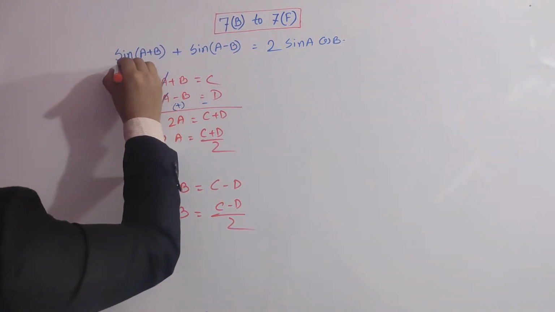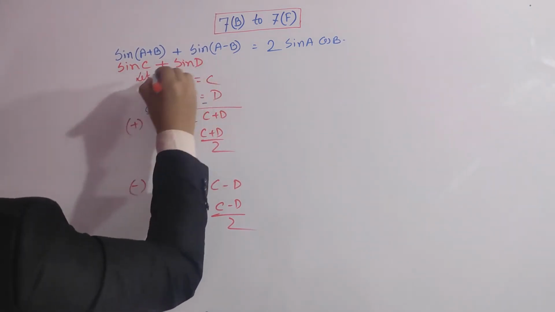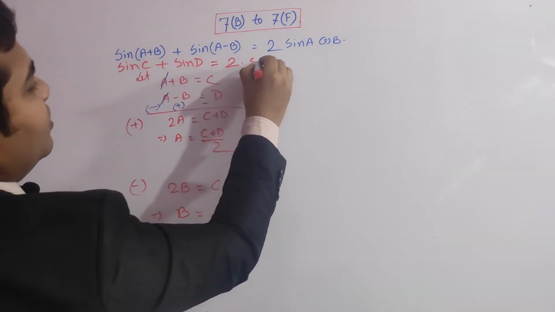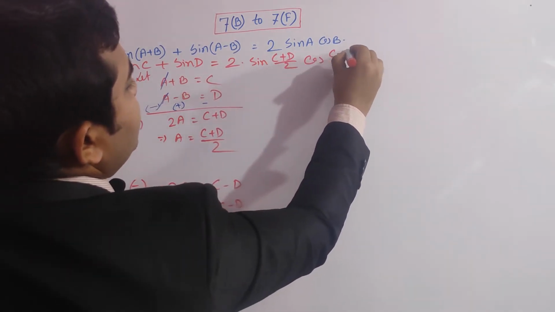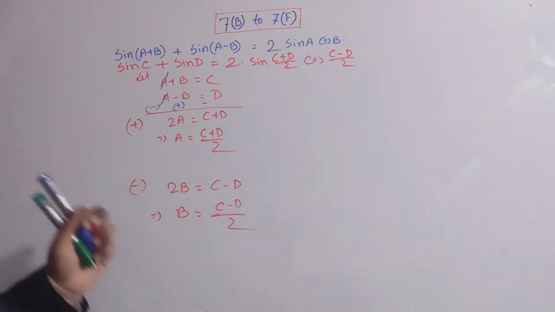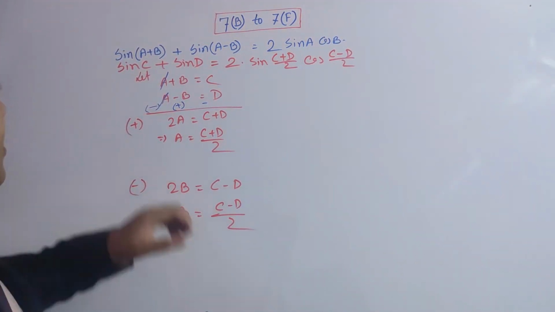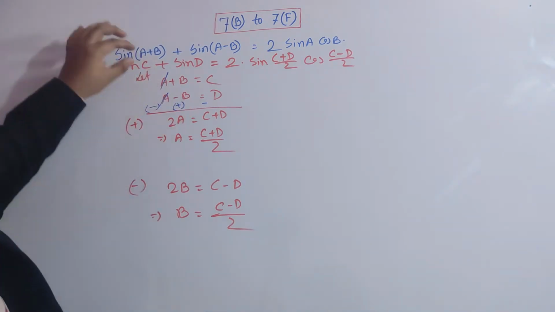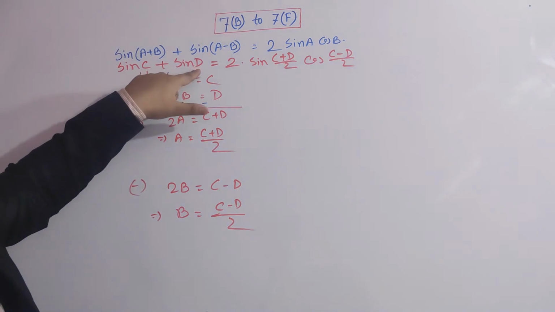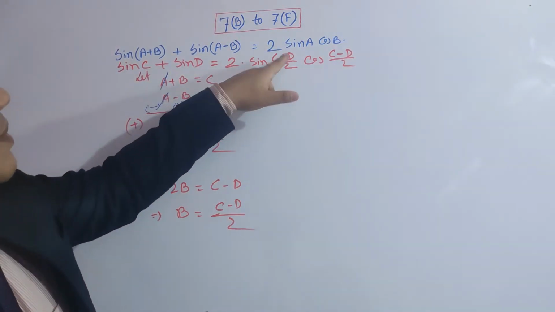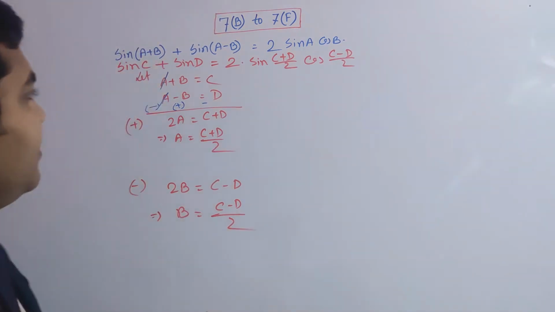We'll get sin C plus sin D equals 2 into sin C plus D by 2 into cos C minus D by 2. Do you think we have to memorize these formulas? Obviously not, because here we have just been assuming that A plus B is C, A minus B is D. So sin C plus sin D should be 2 into sin C plus D by 2 cos C minus D by 2. Very simple.